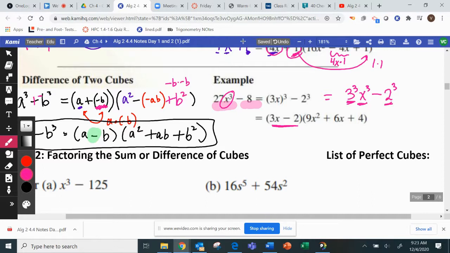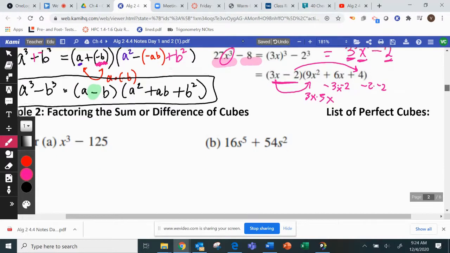So the 3x is the first number and the 2 is the second number. The second part of the parenthesis is always the same. We take 3x times 3x. The last number, we take -2 times -2. And then the middle number, we subtract 3x times -2, which becomes a plus 6x.